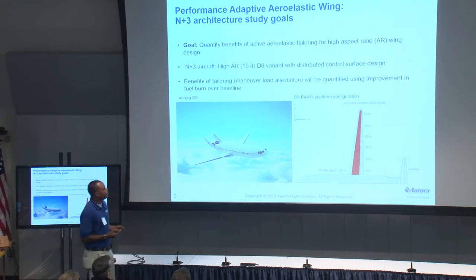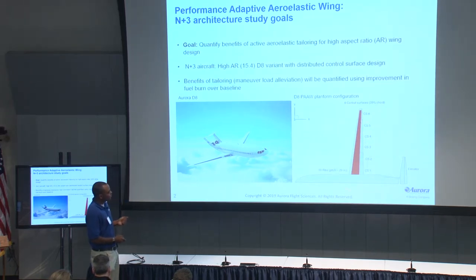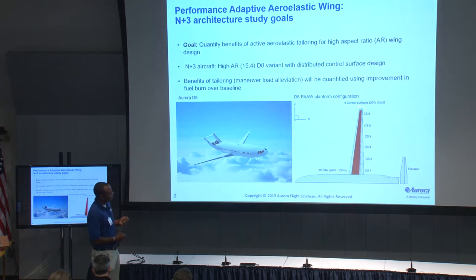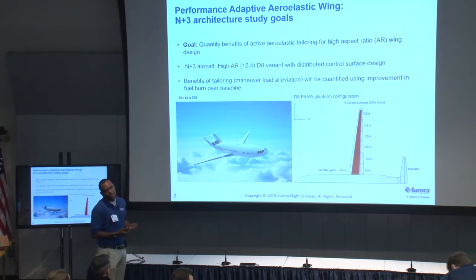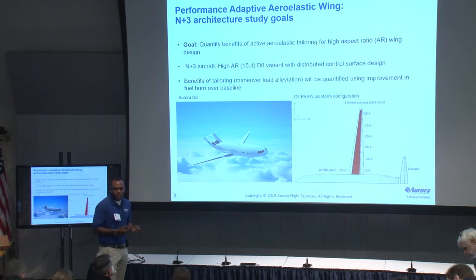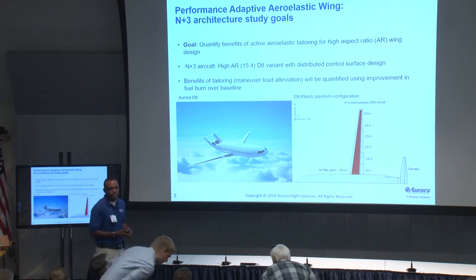The particular mechanism they're looking at for accomplishing this active tailoring is taking a traditional aircraft wing layout, taking the entirety of the trailing edge, and breaking it up into a series of independent control surfaces. In this case, we have roughly six equally spaced control surfaces dividing up the trailing edge of the wing. The idea is that you give the flight control system the ability to independently actuate and schedule each one of these control surface deflections during flight as a function of the flight condition.